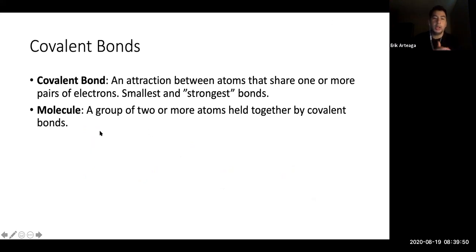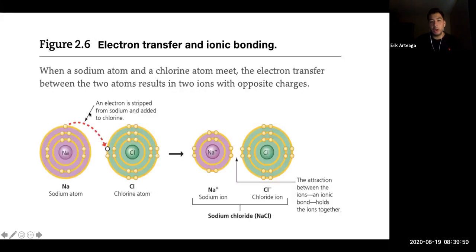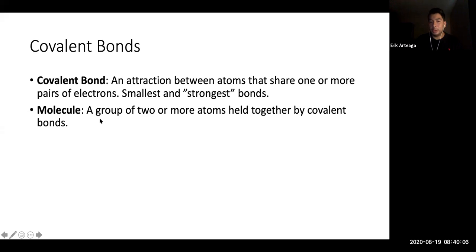So covalent bond, an attraction between atoms that share one or more pairs of electrons, all right? So covalent is sharing of electrons, whereas ions are donating the electron, okay? So ionic, donate; covalent, they're sharing, okay? These are considered the smallest and strongest bonds. I put quotations around strongest because it might not be the strongest depending on the bond forces, okay? And then it actually has to be calculated. So there are certain covalent bonds that are weaker than certain types of ionic bonds.